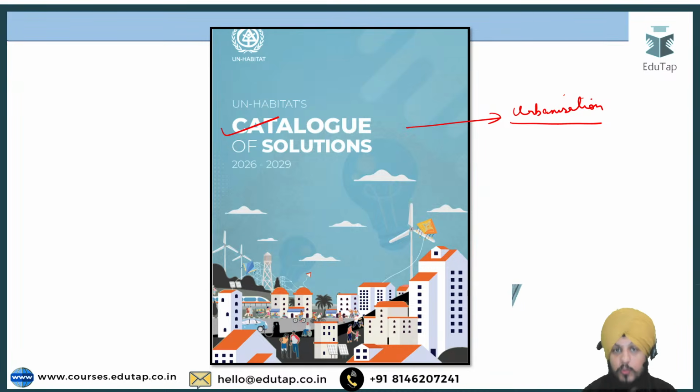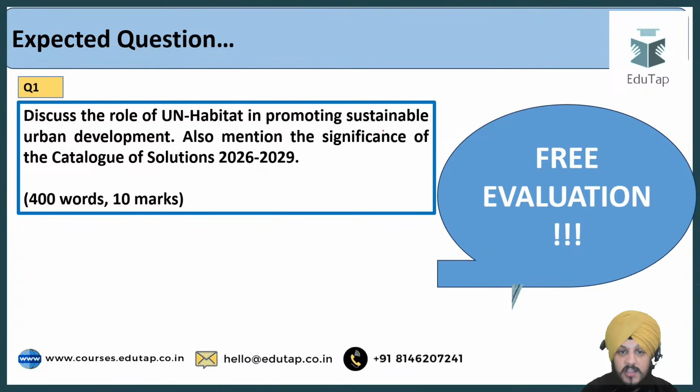Now, how are we going to cover it? We are going to cover it in the form of Q&A. So this is the expected question: as far as this document is concerned, discuss the role of UN Habitat in promoting sustainable urban development. Also mention the significance of the catalog of solutions 2026 to 29. So this recent document has been released, and if you have covered the previous year questions, if you have seen the PYQs, you would be knowing that these types of questions they keep on asking in the examination. So we are going to see what all solutions have been provided, what this document is all about.